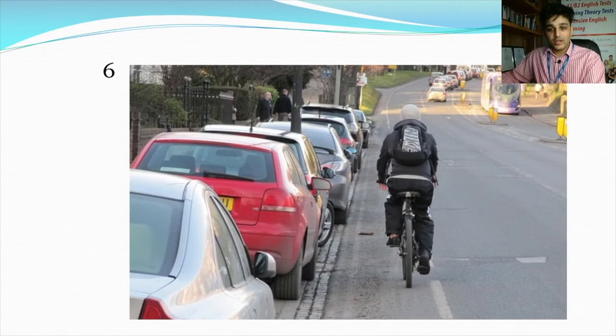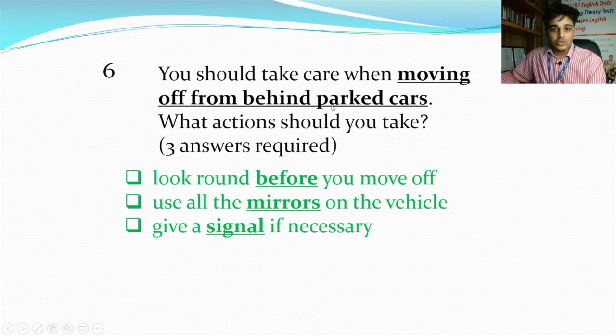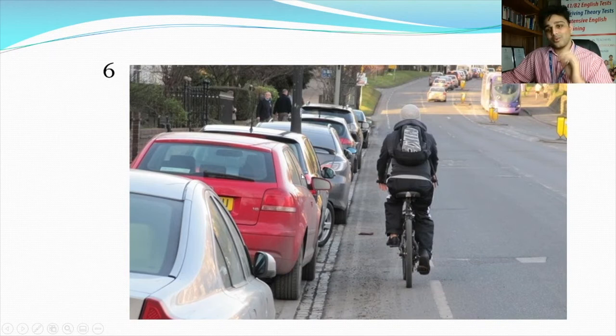So let's go back to the question. Moving off from behind parked cars, you should look round before moving off. Look round before he or she moves. Use all the mirrors on the vehicle. Look at the mirror, look at the mirror, look at the mirror. Give a signal if necessary, signal on, and that's it. That's the perfect way to do it. All right, fast tracker, well done.